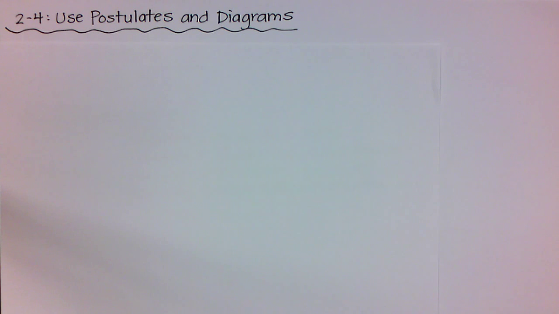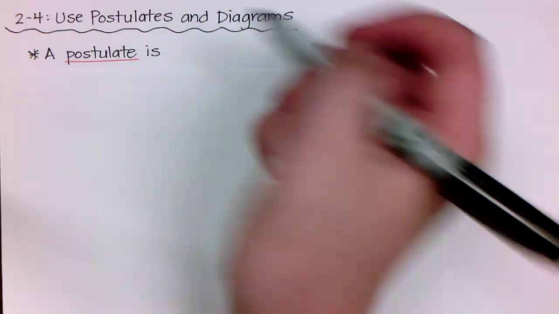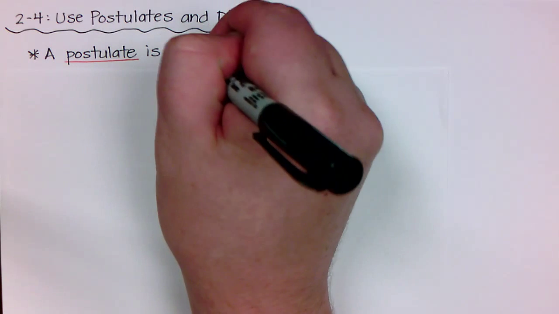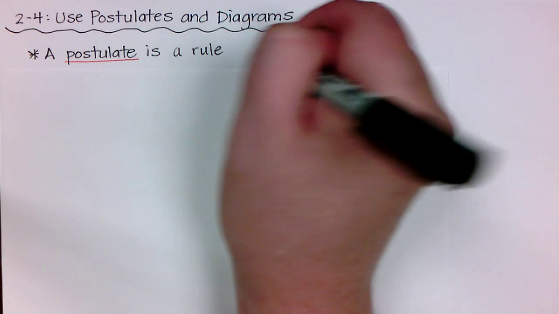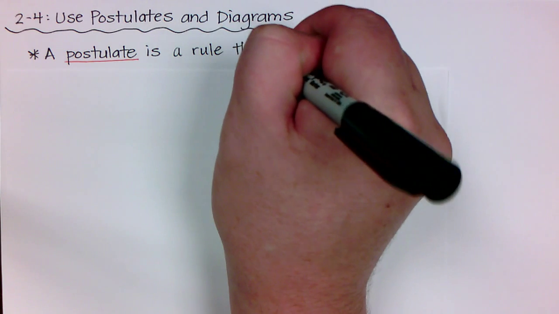Hello class, today we're going to be learning lesson 2-4 in our textbook, which is about learning how to use postulates and diagrams. Now we've talked about some postulates before, so let's just go over what it is again. A postulate is a rule that we accept without proof.